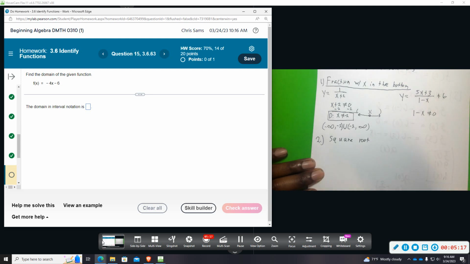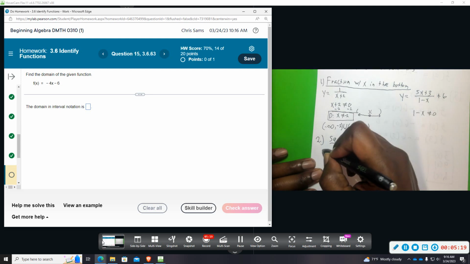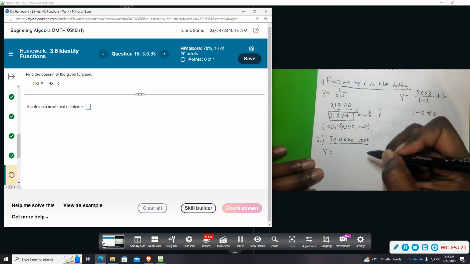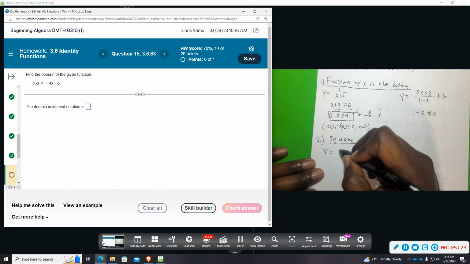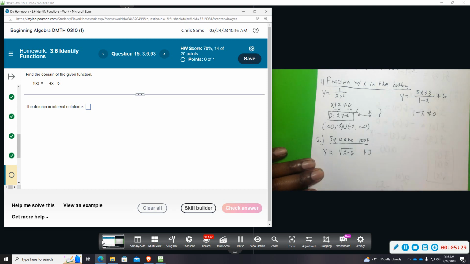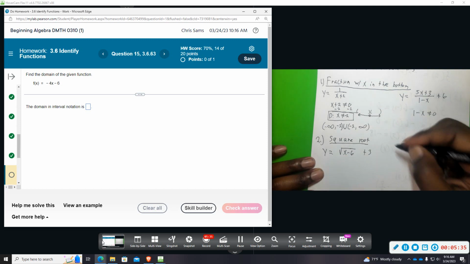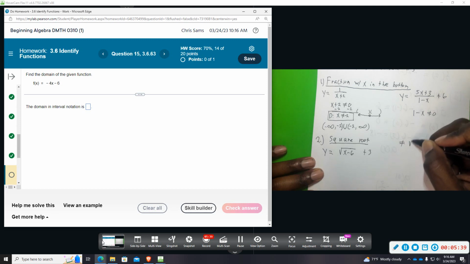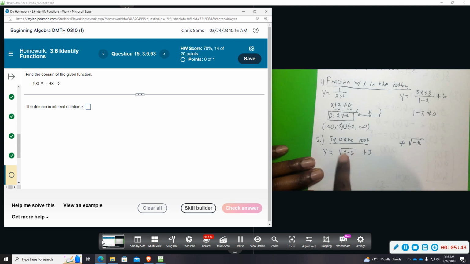So if I had an equation, y equals, let's just say, square root of x minus 6, let's say plus 3. It doesn't matter, I can put whatever. The issue is the square root. When we take the square root, we cannot take the square root of a negative number. So whatever's under here has to be positive, so that's my restriction.